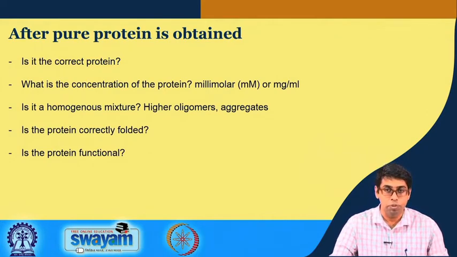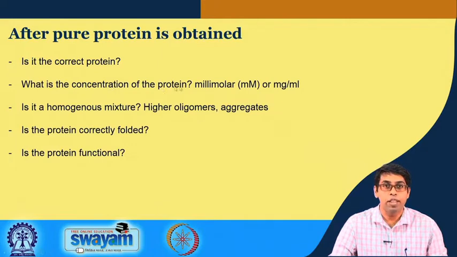From purification, if it is affinity purification, then the yield is normally high because the number of steps of purification is less, but if it is purified by multiple steps, then the yield goes down. In any case, we need to figure out the exact amount of purified protein we have in our hand, so that we can plan the subsequent experiments.